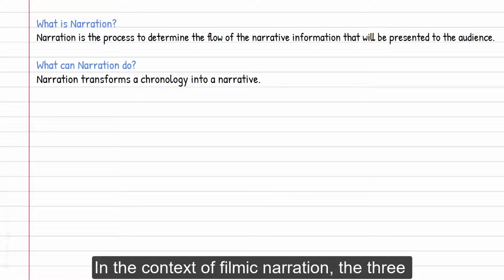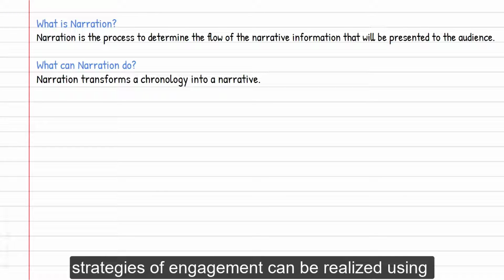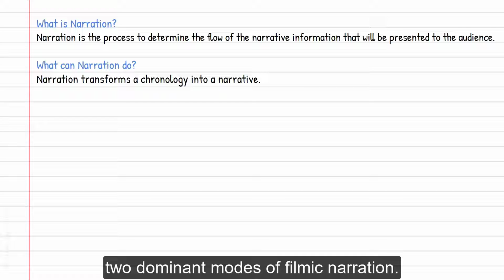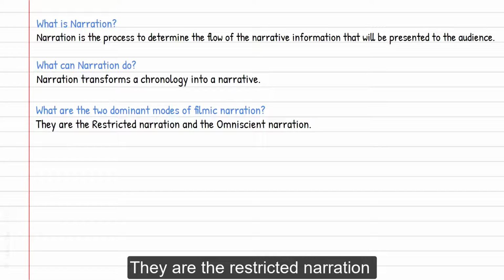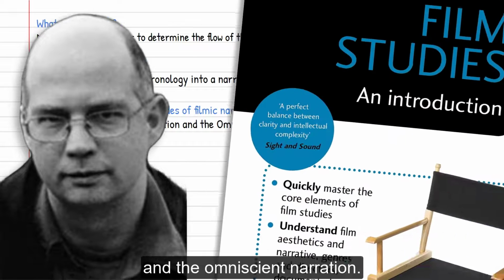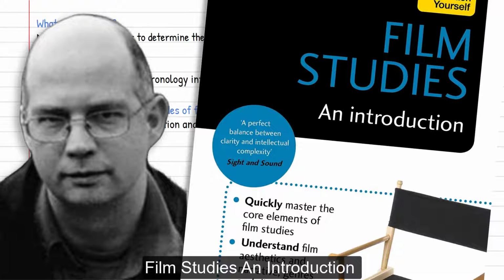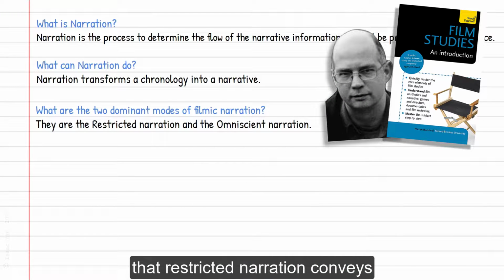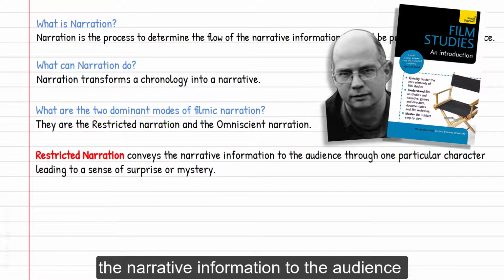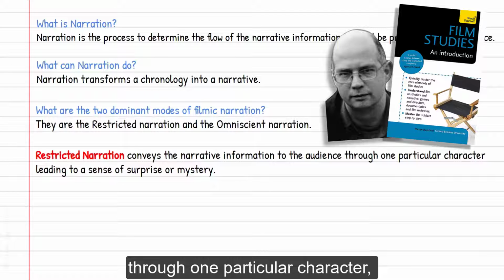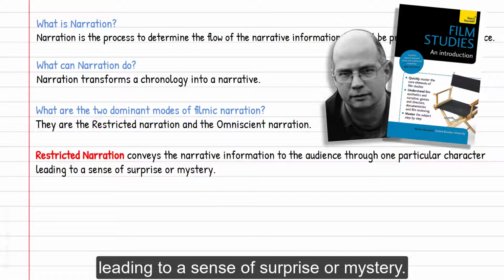In the context of filmic narration, the three strategies of engagement can be realized using two dominant modes of filmic narration. They are the restricted narration and the omniscient narration. Warren Buckland explained in his book Film Studies: An Introduction that restricted narration conveys the narrative information to the audience through one particular character, leading to a sense of surprise or mystery.